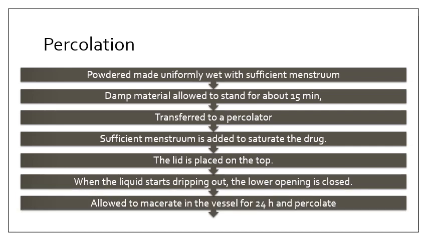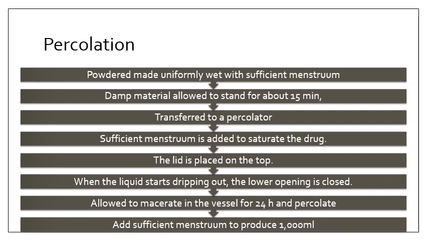Afterwards, we allow the drug along with the menstruum to stand or macerate for about 24 hours, and then we open the tap at the bottom and percolate the drug. After the whole of the menstruum has been collected, or the extract has been collected, we add a sufficient amount of the menstruum to make it up to 1000 ml.